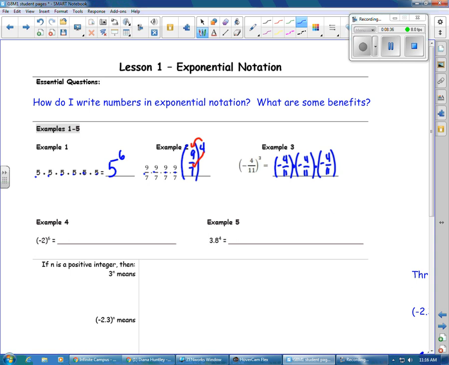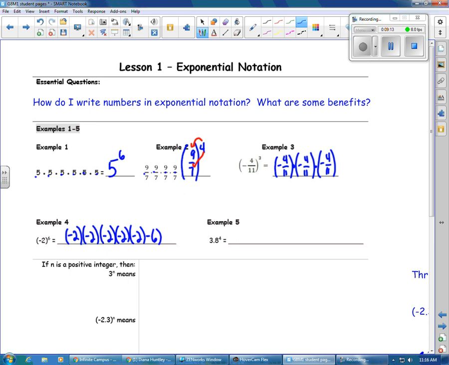Example 4, negative 2 raised to the 6th power. Again, I'm going to want to use parentheses here to make sure I hold that negative sign on my 2. Because negative 2 raised to the 6th power in parentheses is much different than negative 2 raised to the 6th power without those parentheses. So negative 2 times negative 2 times negative 2. Oh golly, I have to do this 6 times. And of course then I say the number 6 and I write it. So negative 2, 1, 2, 3, 4, 5, 6.